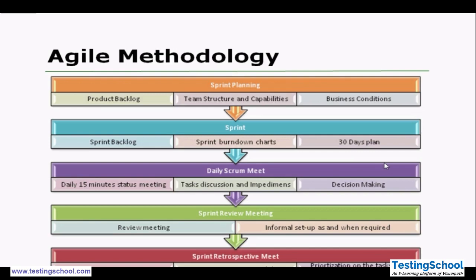So a sprint is ideally a 15-day cycle, right? In a sprint cycle, we have certain features that we have to implement inside those 15 days. Then the sprint backlog. The sprint backlog is taken from the product backlog, where in the product backlog we have all the user stories, but in the sprint backlog we have only the features that have to be implemented in a particular cycle.